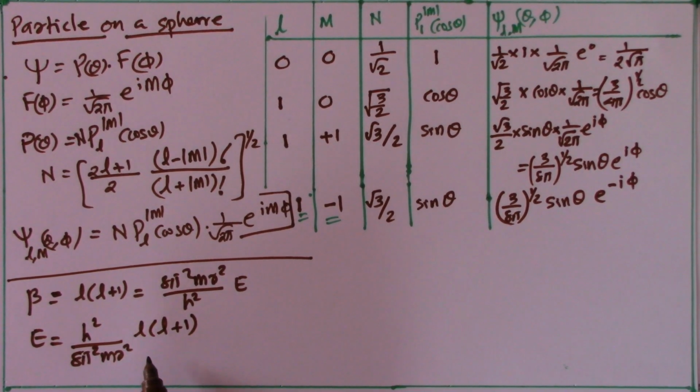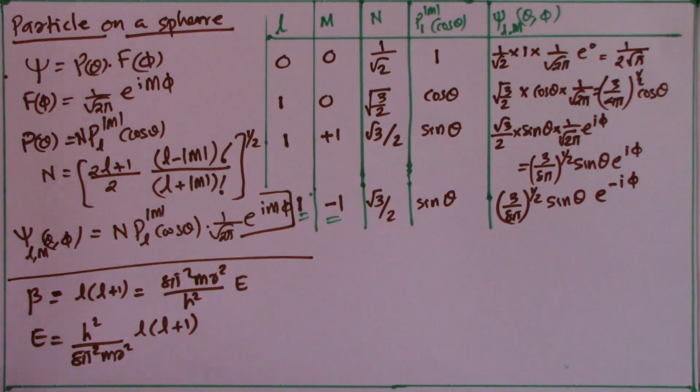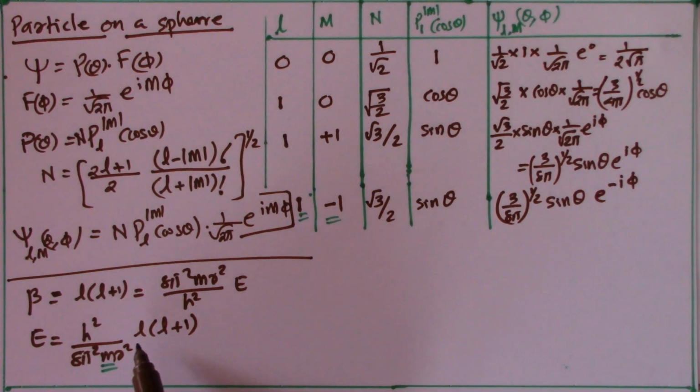From this you can see that the energy depends only upon the quantum number L and not upon the quantum number m. Don't confuse it here, because there is an m in this expression, but that is not the quantum number, it is the mass of the particle. So the only quantum number in this expression for energy is L. The quantum number m doesn't determine the energy, only L does.